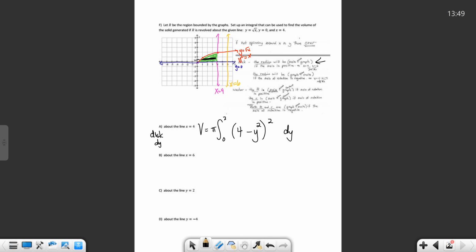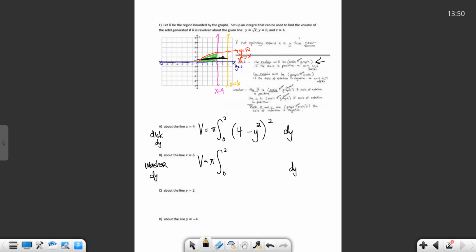So now let's do about the line x equals 6. That's this yellow line. Obviously, I can see this gap in here. Clearly, I am not solid to the axis of rotation. So this is a washer. Again, I would draw my slice perpendicular to the axis of rotation for a disk or a washer. So that's still a dy. I hit that y-axis if I were to extend it out. So volume equals pi integral, and again I'm going 0 to 2, and I know I'm a dy.